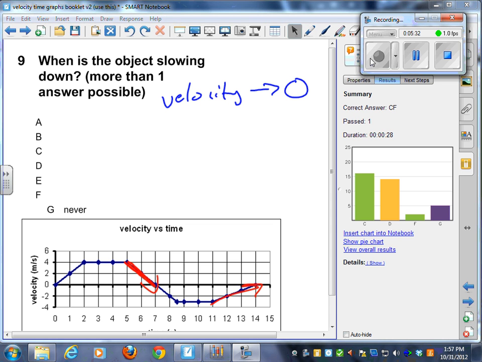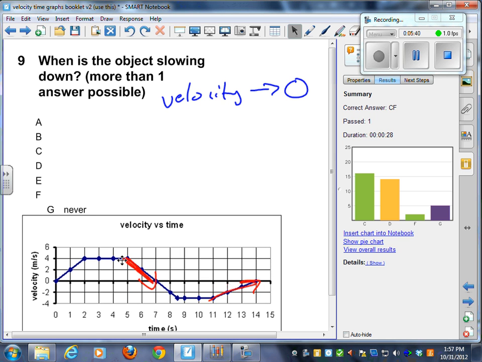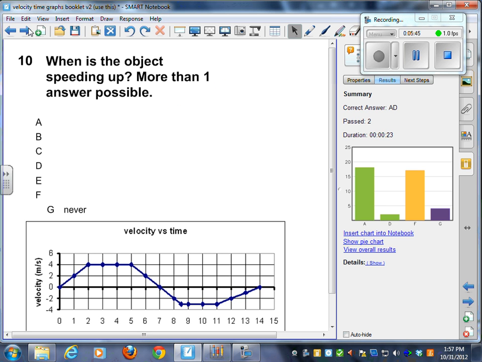Okay, when the velocity goes towards zero, going towards zero here, going towards zero, going towards zero here. Now, the flip side of that is, when it's speeding up, it's when the velocity is moving away from zero. When is it moving away from zero? At A and D. A and D. I'll maybe put those in red so you can see them better.